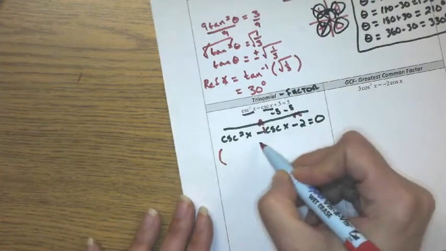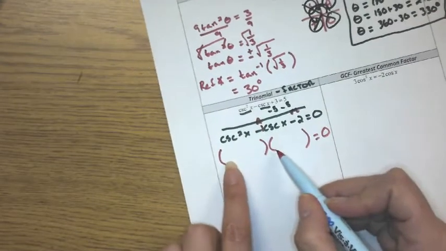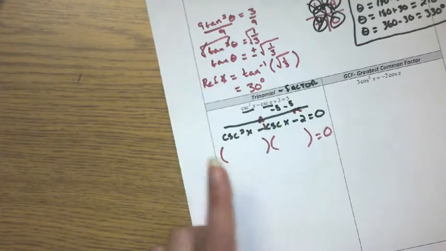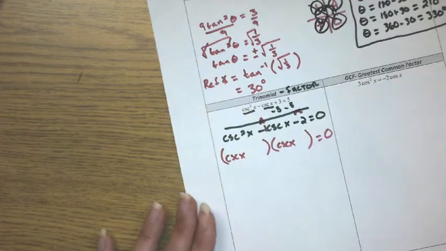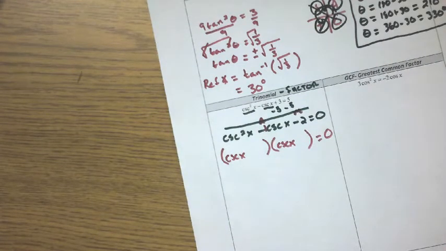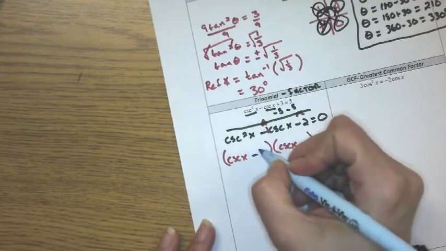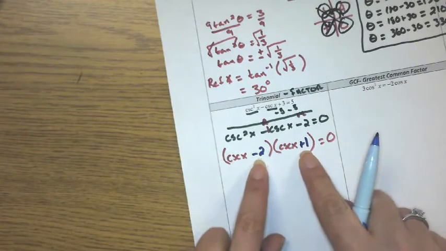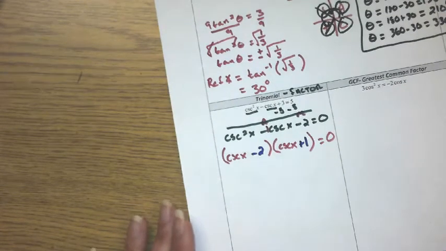Now, traditionally, when you factor, you write 2 parentheses, set them equal to 0. Normally, in the first position goes an x and an x. But I don't want x squared, I want cosecant squared. So we write cosecant x, cosecant x. And then you're thinking, like we said, about what multiplies to negative 2 and adds to negative 1. That's going to be negative 2 and positive 1. Those multiply to give me negative 2 and they add to give me negative 1. Now, once you've done that part and factored it, now you can solve each one of these parentheses.